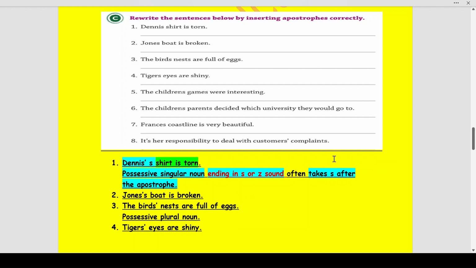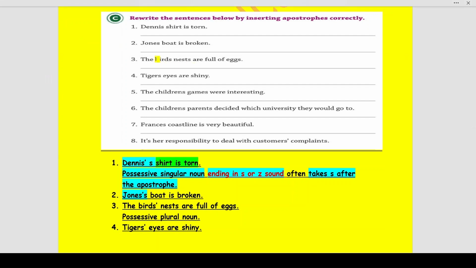Next, Jones' boat is broken. Now again, Jones is the singular noun which is ending in S. So what does the rule say? Possessive singular noun ending in S or Z sound often takes S after the apostrophe. So it becomes apostrophe S after Jones. Jones's boat is broken.